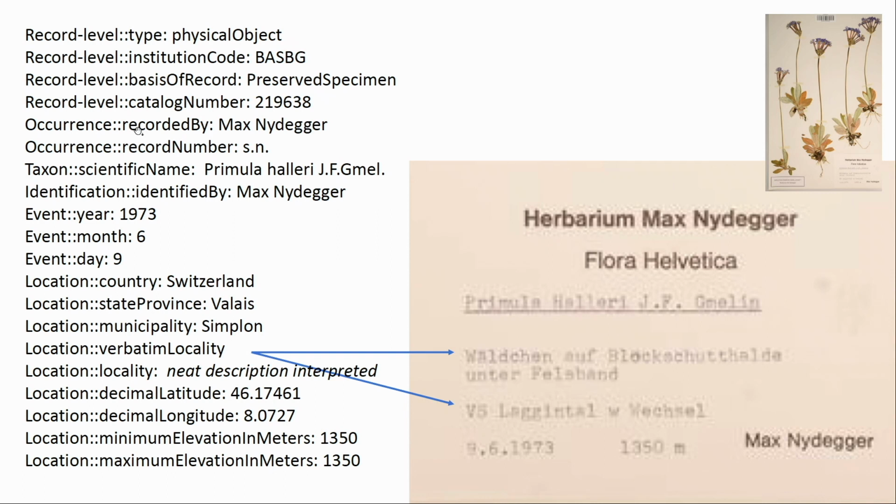So we have information on this specimen at the record level, at the occurrence level, at the taxon level. There's an identification. There's an event that happened, the gathering, etc. And then there's location information. And most of this is either verbatim information, or it is so easy to interpret that you forget that it's actually not verbatim. For instance, the species name, Primula halleri, we write it with a small h now, and the author abbreviation is standardized in a slightly different way.